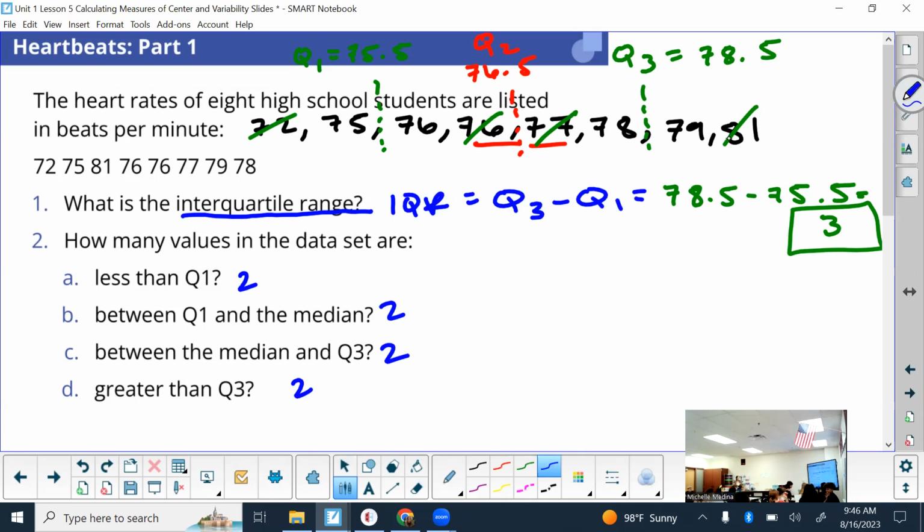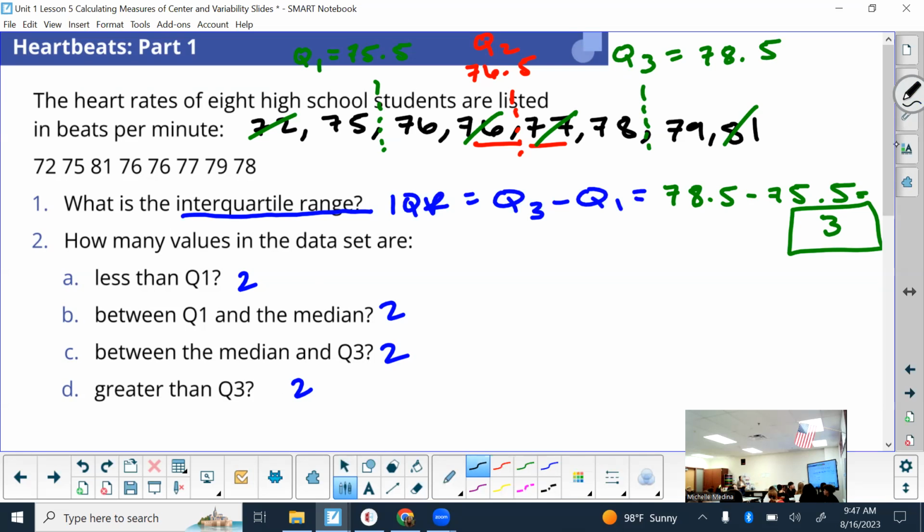So let's talk about that. Your quartiles split your data into what? Not necessarily 2s. Quarters. It splits your data into quarters. So I should have an equal amount in each section. If I don't, then I must have done something wrong. Questions on that?